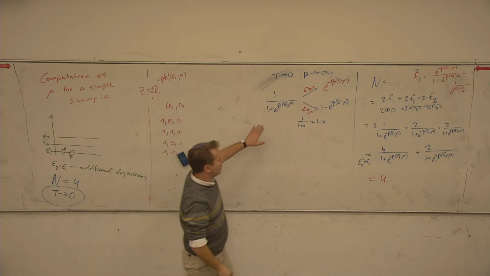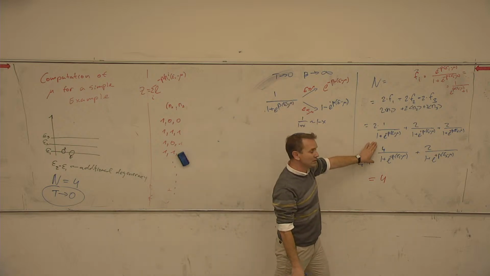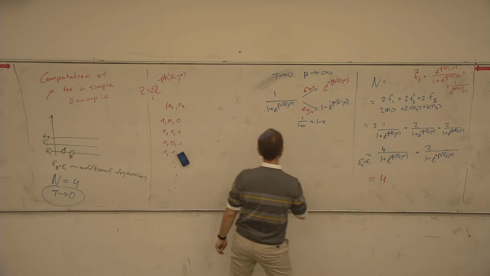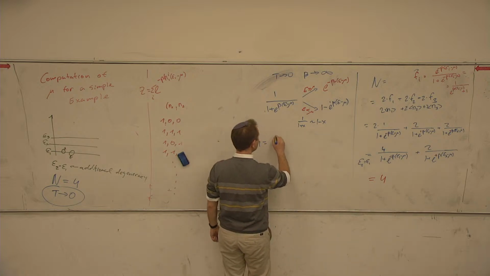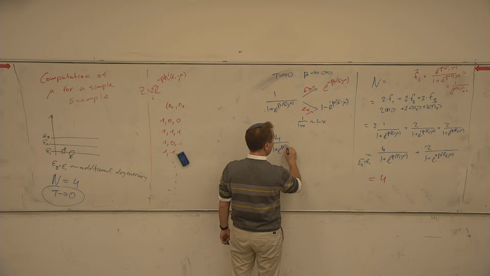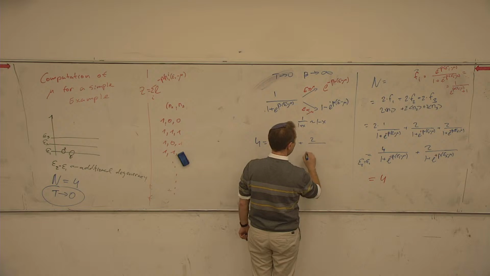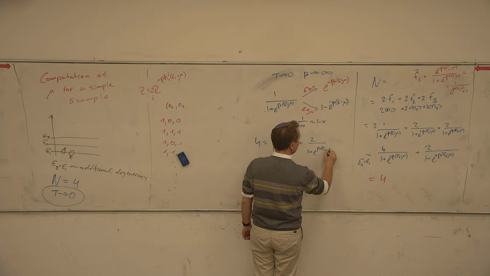Great. So now we can use those expressions inside our formula over here. So the formula is 4 equals 4 over (1 plus e to the beta (epsilon 1 minus mu)) plus 2 over (1 plus e to the beta (epsilon 3 minus mu)).